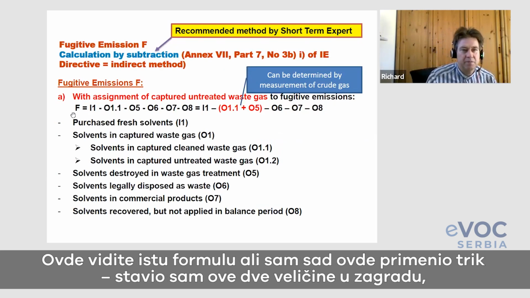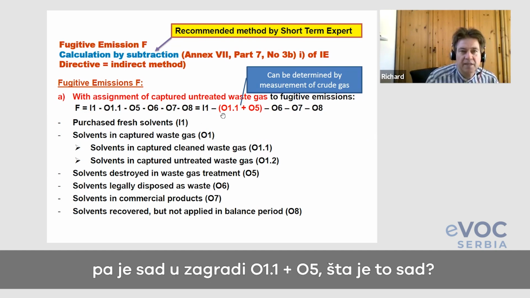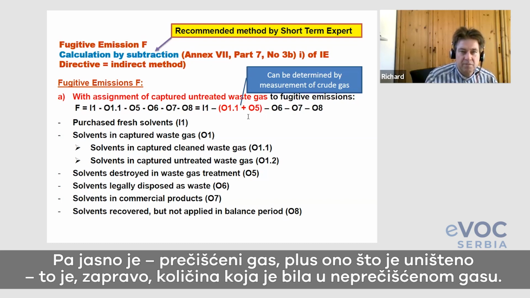So here you see the same formula, but I made a special trick here. You see, I have just put a bracket around both terms, O11 plus O5, in one bracket. In other words, what is it? That's the cleaned waste gas, and that which has been destroyed. So it's clear. That's the quantity of the crude gas, the quantity of the crude gas that we put in.